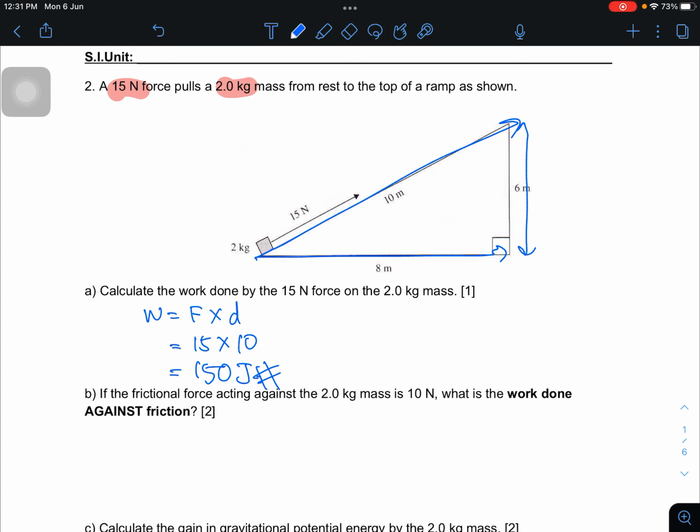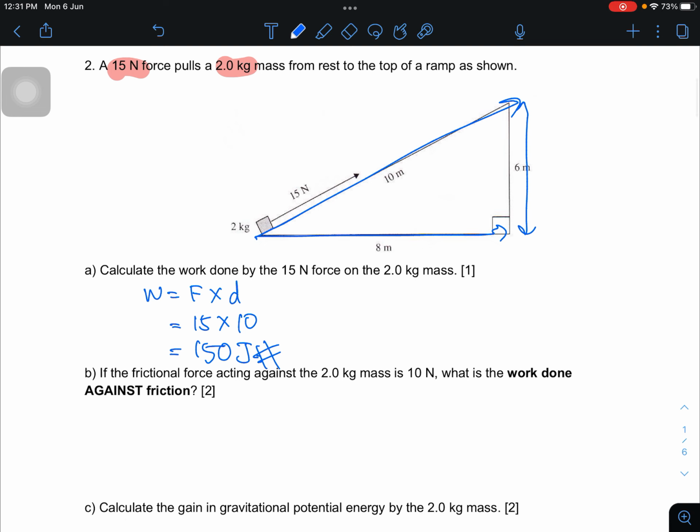For B, they say if the frictional force acting against the 2 kg mass is 10 Newton, what is the work done against friction? I think this is a relatively new term, and definitely you're not going to see this one time. You're going to see this very often. Work done against friction basically means the energy that is lost in the form of thermal and sound energy when you push against friction.